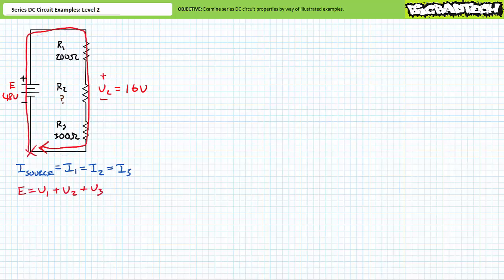Additionally, Kirchhoff's voltage law states that for any closed loop, the summation of voltage rises equals the summation of voltage drops. A Kirchhoff's voltage law analysis of this series circuit suggests that E equals V1 plus V2 plus V3. Where to begin? Since we've been given some known voltage values, it's perhaps easiest to begin with Kirchhoff's voltage law.